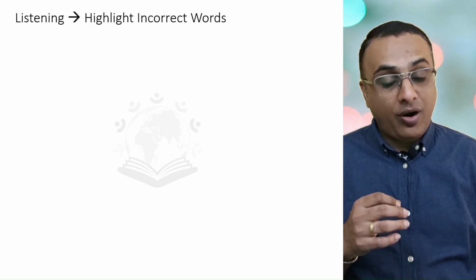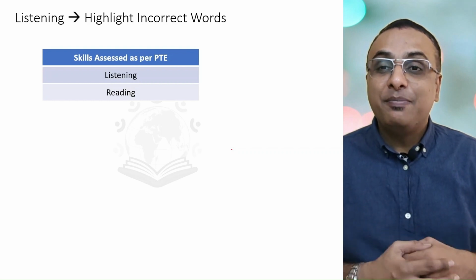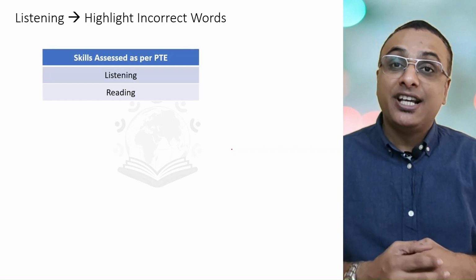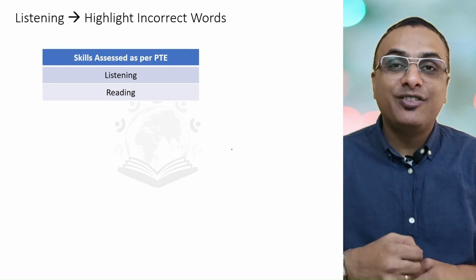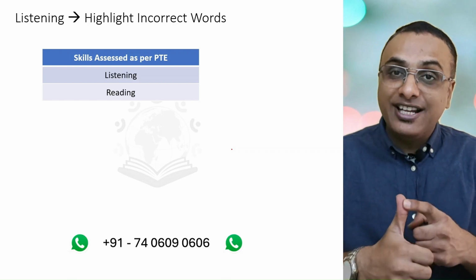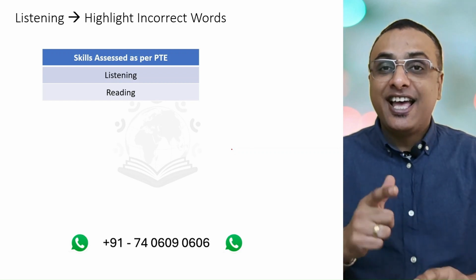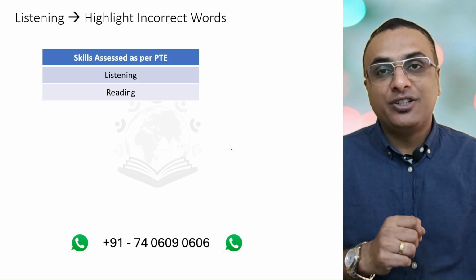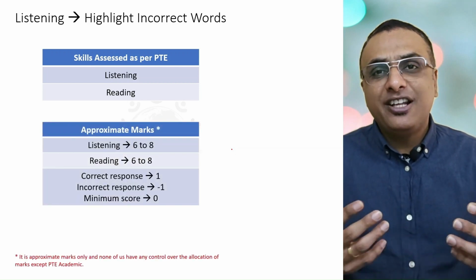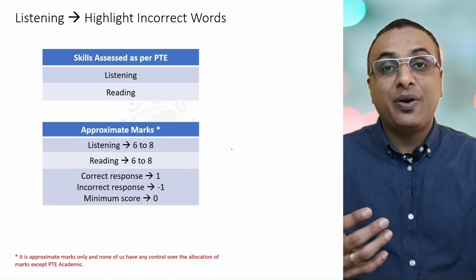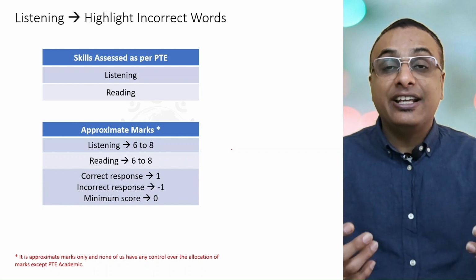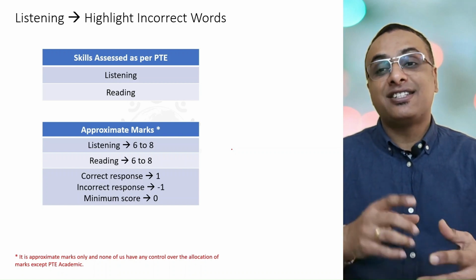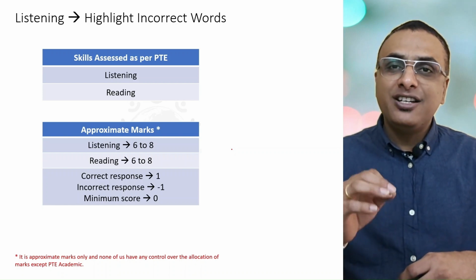Moving ahead, let's see what skills are assessed by PTE. PTE says that we will assess your listening and reading skills for highlight incorrect words. I had mentioned this in the starting of the video itself that you need to possess good listening skills and fast reading skills. These two skills will fetch you the maximum amount of easy marks, especially for this question. Next, approximately how many marks would you get? You would get about 6 to 8 marks for listening and reading respectively. So in both these modules, you will get marks because this is an integrated task. Remember this. But this comes with a small catch.